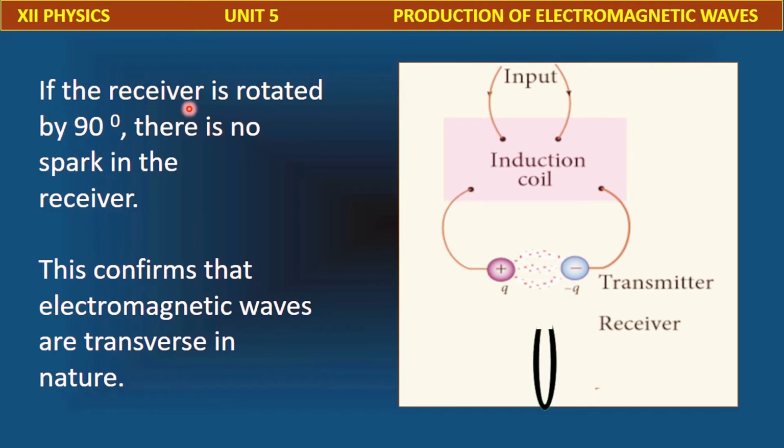Now, if the receiver here is rotated by 90 degrees, there is no spark in the receiver. Even if there is a spark in the transmitter, the receiver will not produce a spark. So, this confirms that electromagnetic waves are transverse in nature.